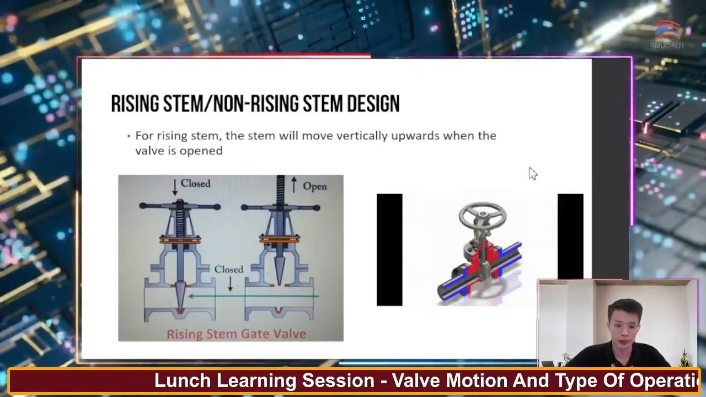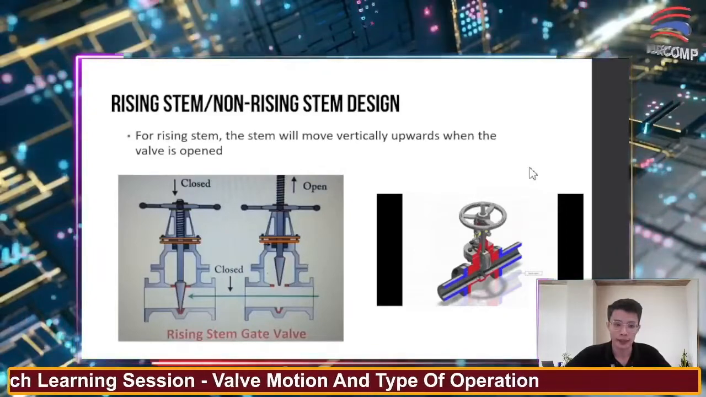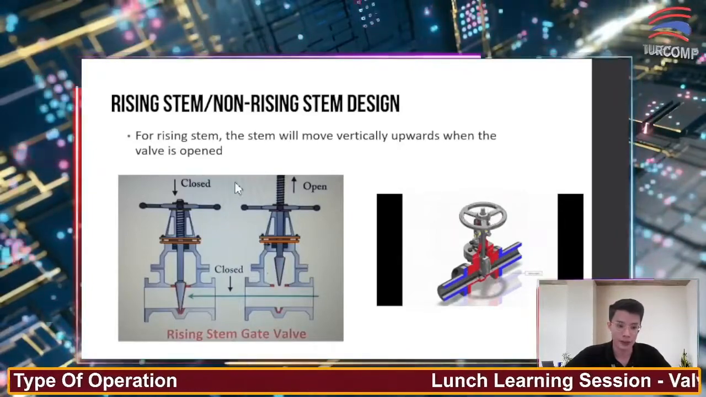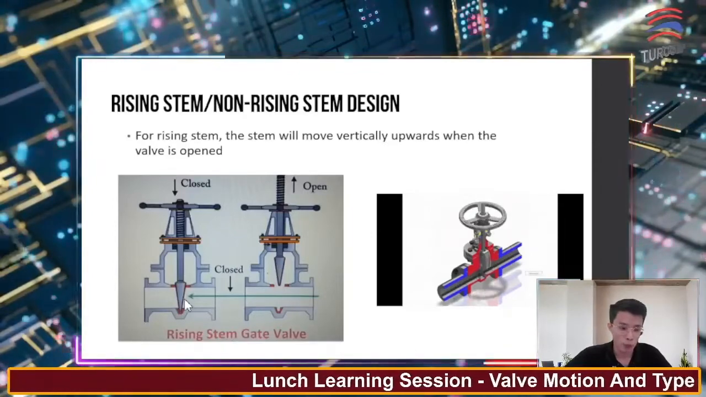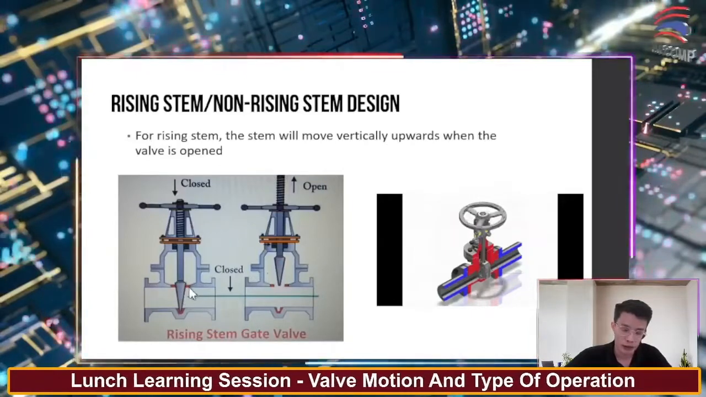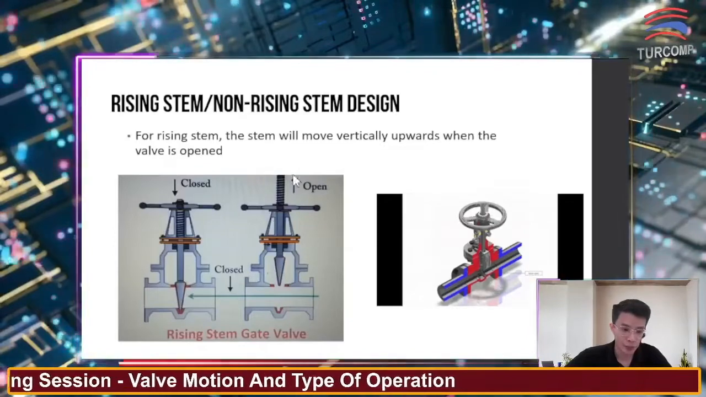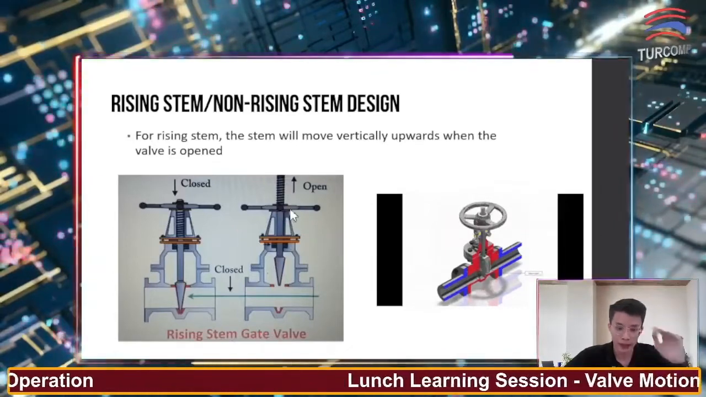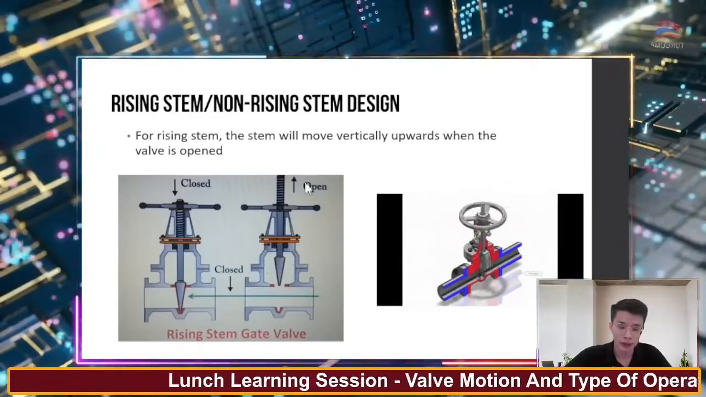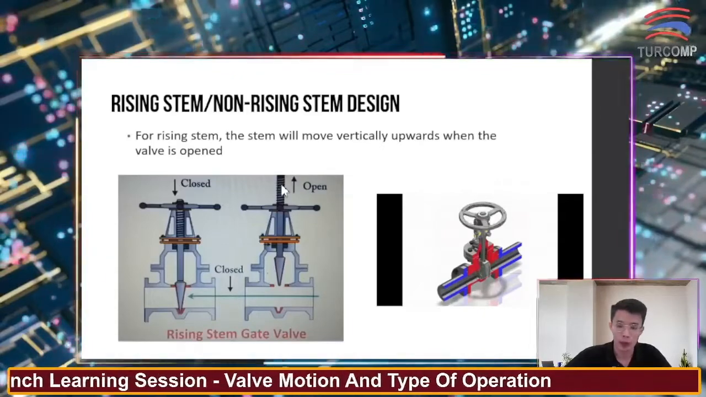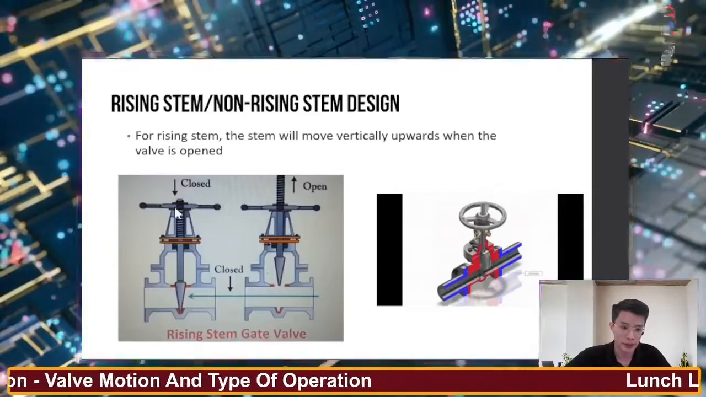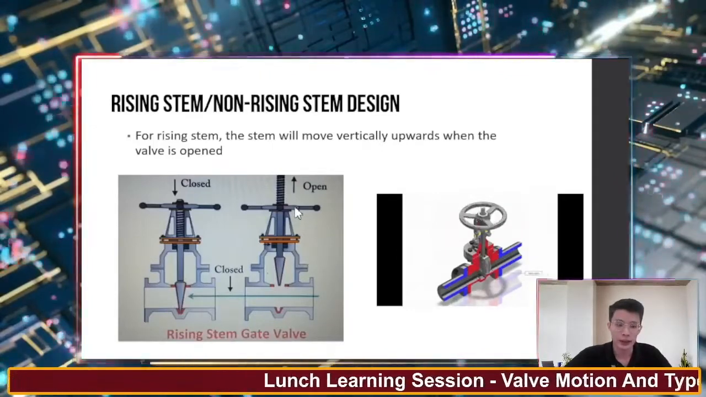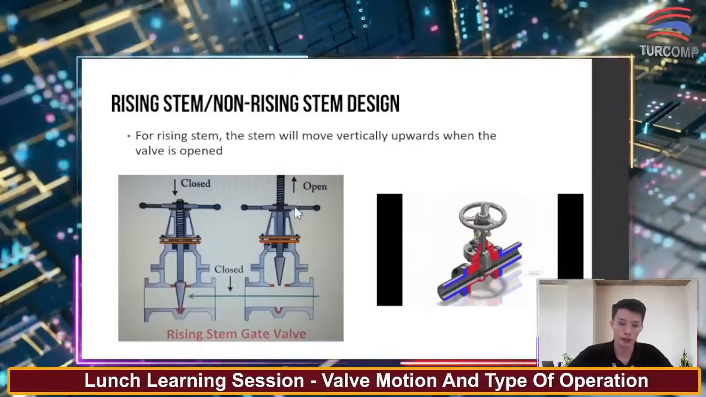Okay, then for the linear stem design, there are two types. One is the rising stem and another one is the non-rising stem design. For rising stem, the stem will normally move vertically upwards when the WAF is open. As you can see in the picture over here, when the WAF is in closed position, this closure member, in this case a gate, touches the bottom. When you want to open it, the stem will slowly move upwards until it becomes a higher level than the hand wheel. So when you look at the rising stem, you know that the WAF is in open position. When you see that the stem is at almost the same level as the hand wheel, you know that the WAF is in closed position. So this rising stem design can help the operator to know easily whether the WAF is in closed or open position.